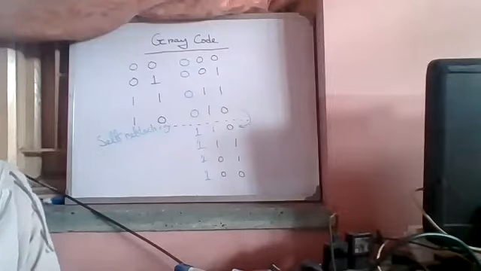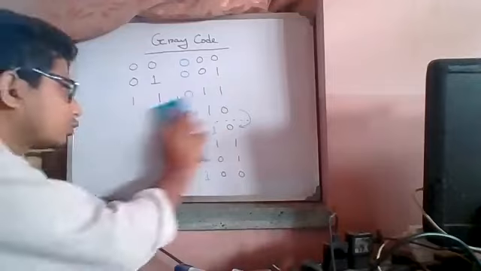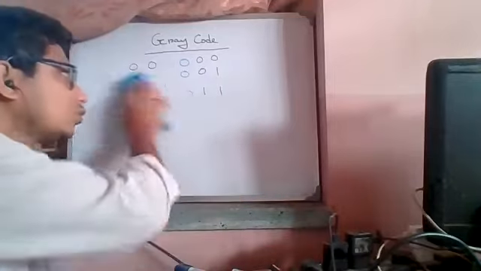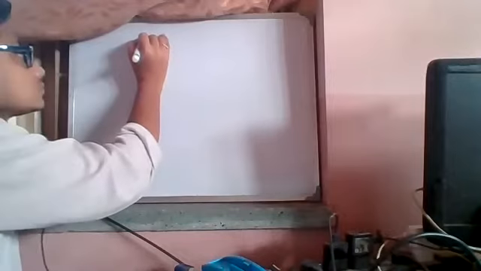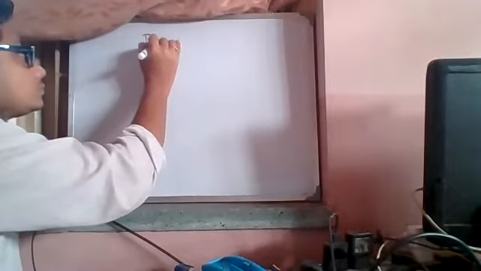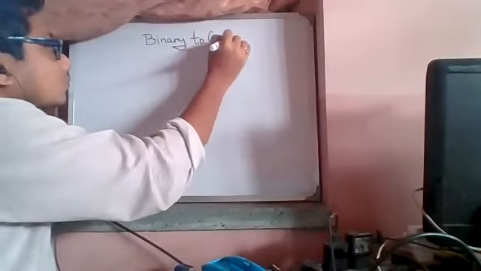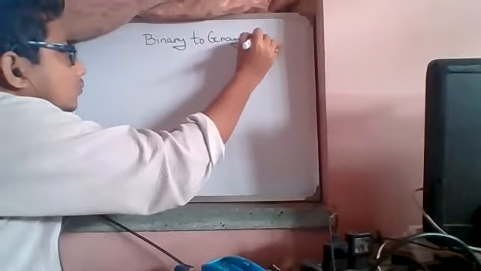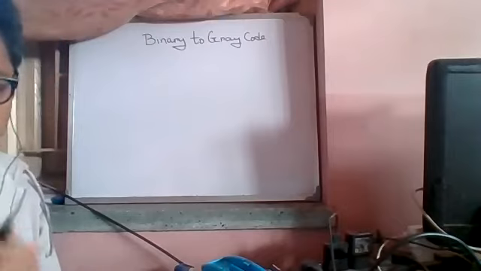Now come to the conversion. First conversion we will see binary to gray code. Next conversion we will see gray code to binary. Okay, so binary to gray code. Binary to gray code rules are like that.